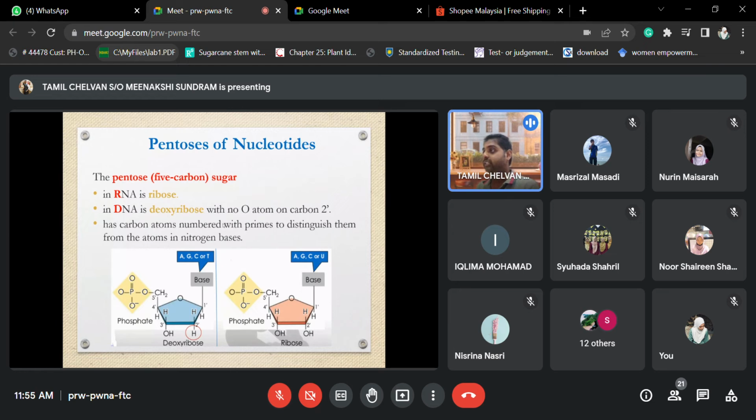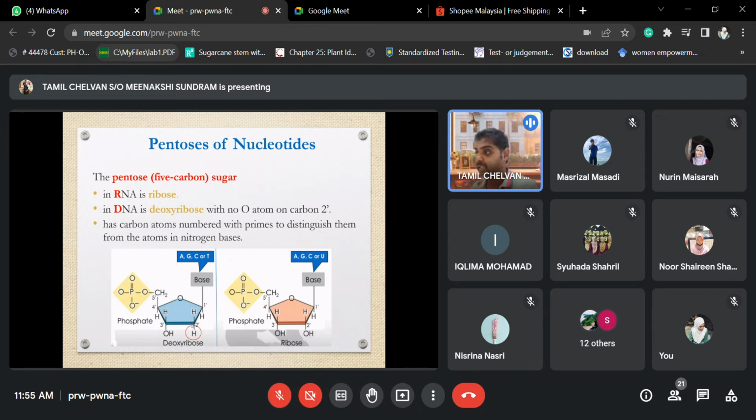DNA is deoxyribose with no oxygen atom on carbon number 2. So this is the molecular structure. This is the pentose part. What's the difference between ribonucleic acid, ribose, and deoxyribonucleic acid?